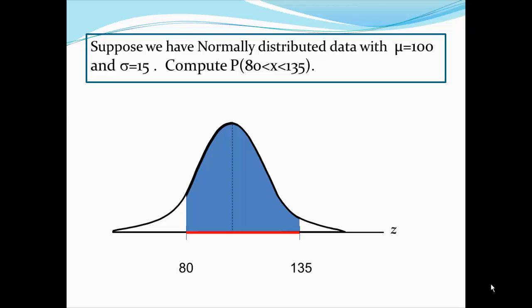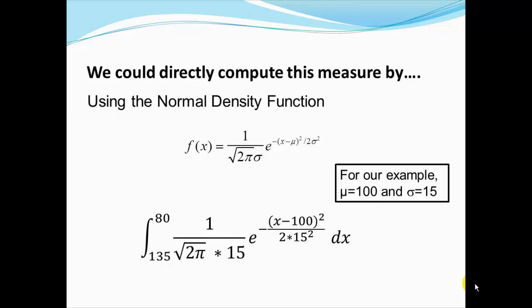We then shade in the area underneath our curve in this interval of interest. Now, we must determine this area in order to know the probability that x falls between 80 and 135. We could compute this measure directly using calculus, setting our integrands between 80 and 135 and just performing integration on this density function for our mean and our standard deviation.